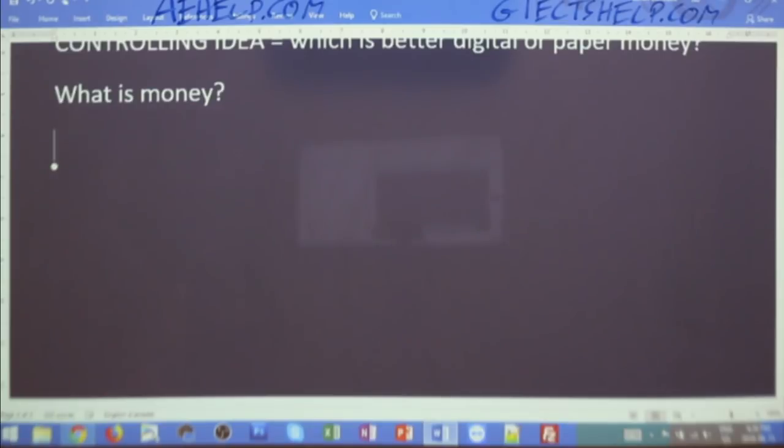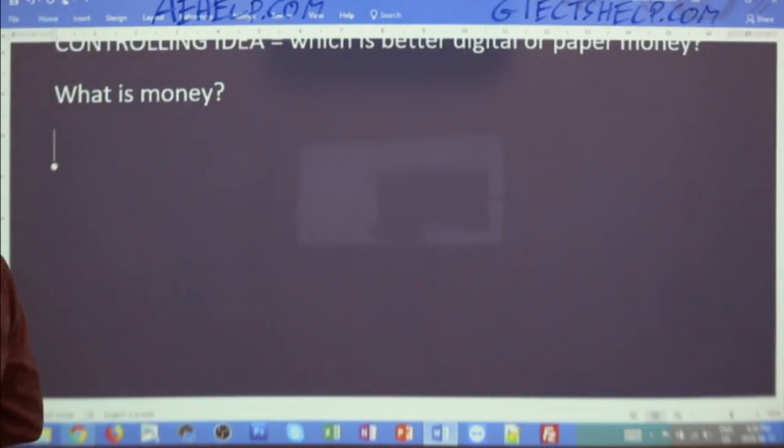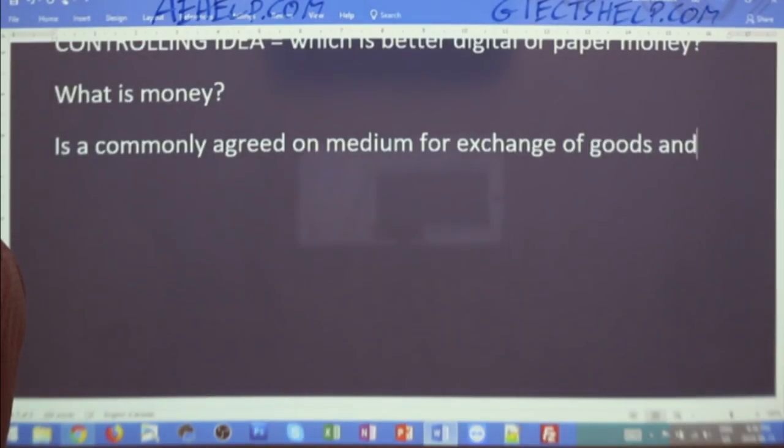Time is money. Yeah, could be. Absolutely. Time could be money. Gold could be money. It's an asset. It's an exchange for goods. Money is what money does. Money is a medium of exchange. Very good, Alone Guy. That is a nice way to phrase it. Money is a commonly agreed on medium for exchange of goods and services.